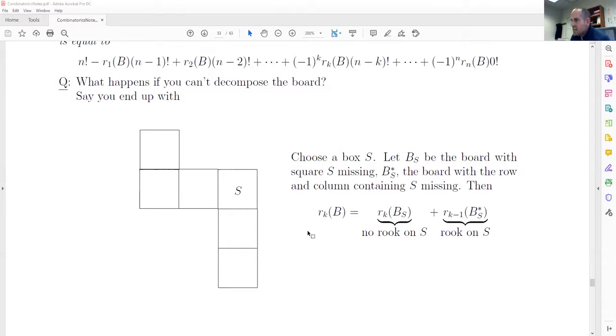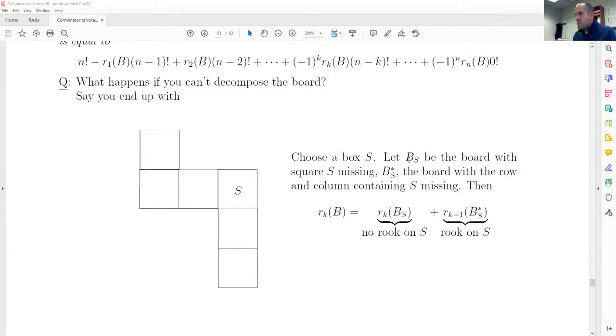How many ways... and by the way, B sub S star is what you get if you actually eliminate the row and the column that S belongs to. So B sub S is the board with S missing, and B sub S star is the board with the row and column containing S removed. Either one of those is going to break the board up into non-interacting subportions. You can see that fairly easily.